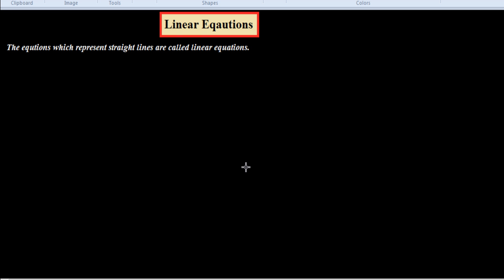Hello friends, in this session we will study linear equations. The equations which represent straight lines are called linear equations. So we see how many types of equation there are.